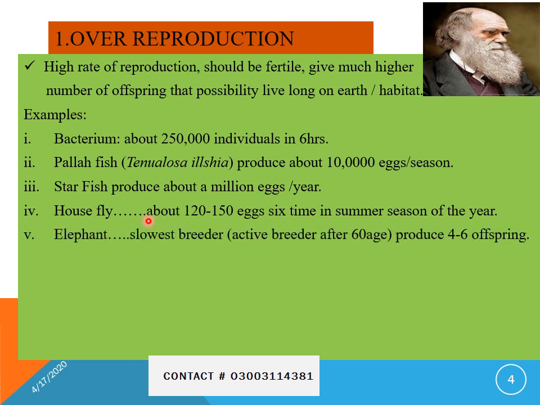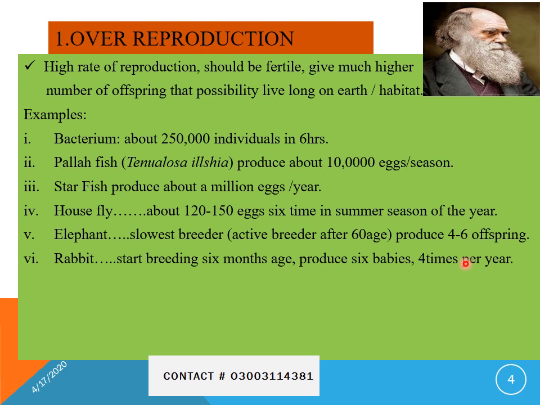Number 5 is the elephant, the slowest breeder. Active breeding age is 60 years; at 60 years they are mature, or we can say they have active breeding ability. They can produce 4 to 6 offspring in their whole life. So they have very little possibility of reproduction, but they have more ability to survive on the earth. Because they are surviving on the earth, they have more sustainability and can face more environmental conditions. Whenever they cannot face the environmental conditions, they ultimately die and decrease in number, like the mammoth on the earth.